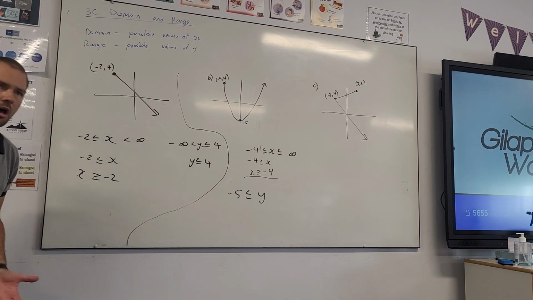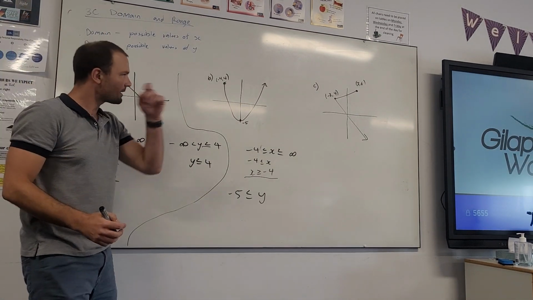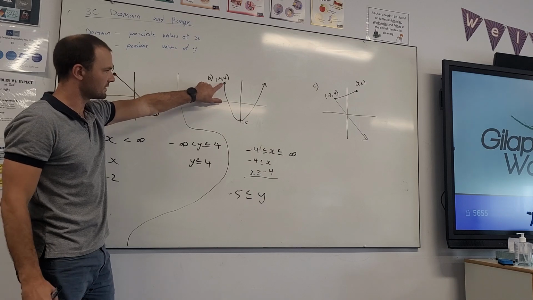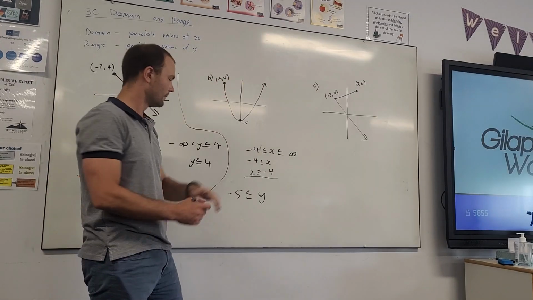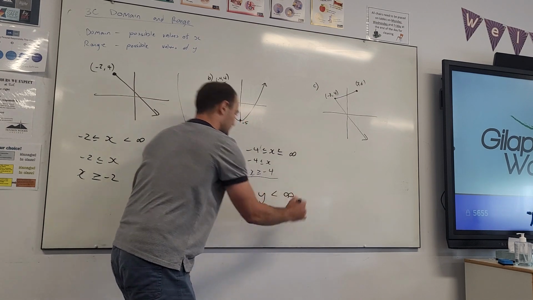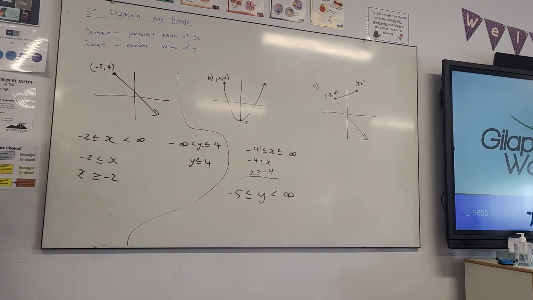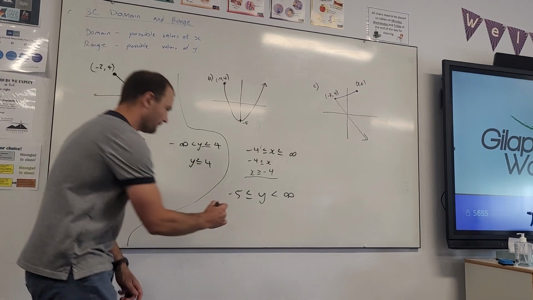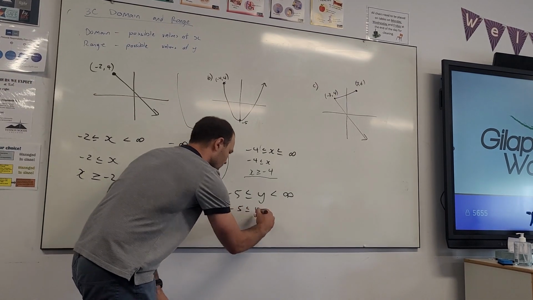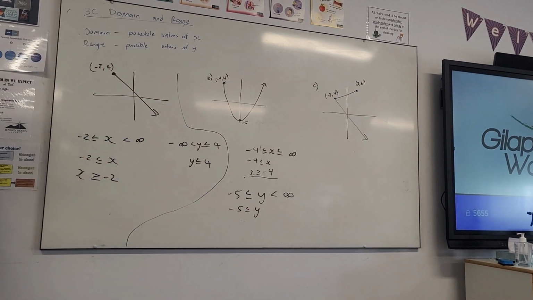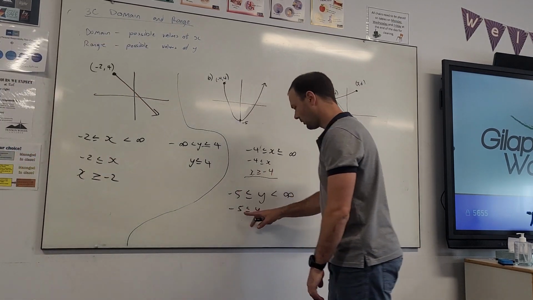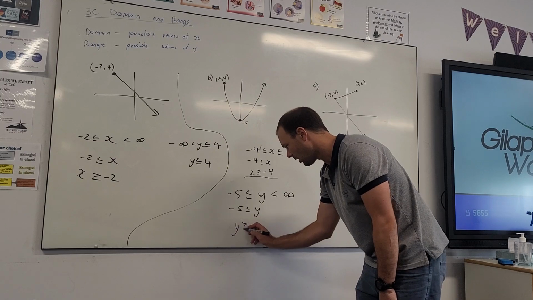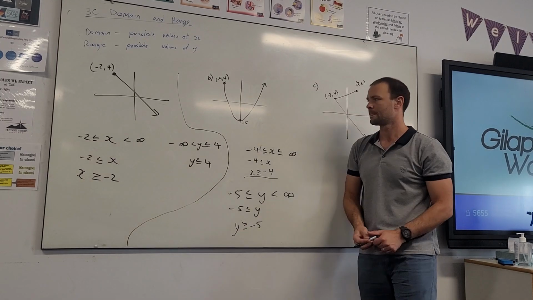And then what's the highest point? Well, there is a temptation to say here, that's as high as it goes. But this arrow tells you up and onwards forever. It's going that way forever. So we can put less than infinity. Whenever we write infinity, we drop it off. And flip it, because the variable is not on the left, we need to spin it around. Y is greater than -5.